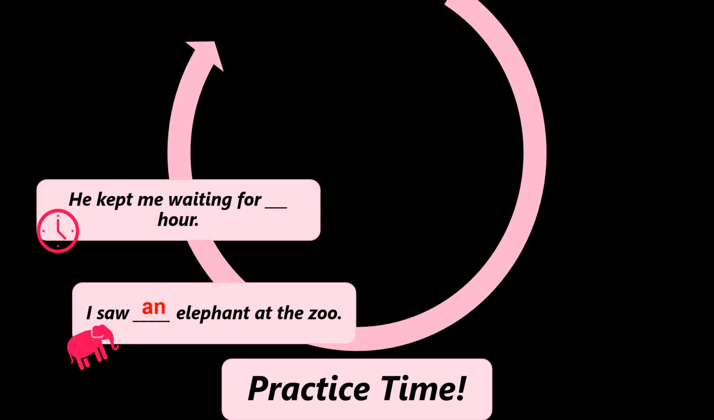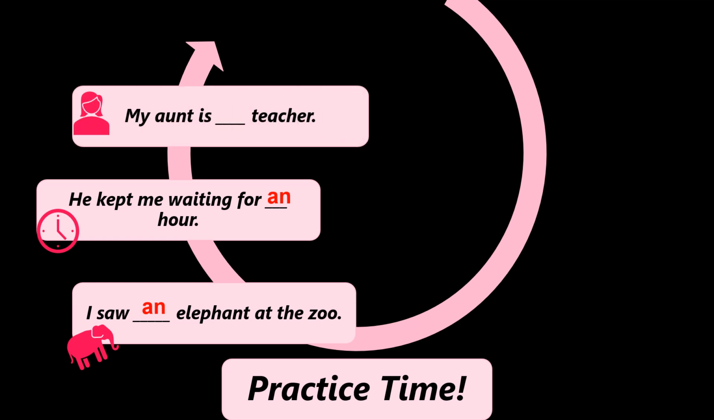"He kept me waiting for dash hour." Children, it's hour, not har. So H is silent. Pronunciation is starting with a vowel sound. That's why I'll use article an.